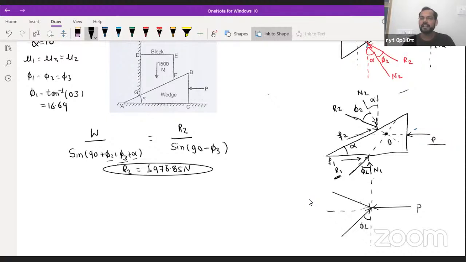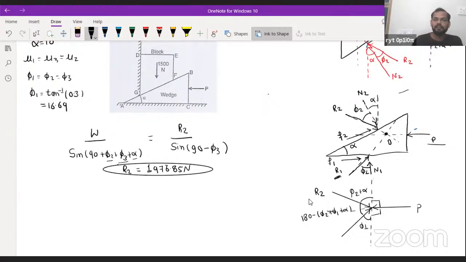And what about this angle? This angle is given as phi 2 plus alpha, and this value is R2, which we have already calculated. This angle is 90. And what about this angle? As you know, this angle is 180 minus (phi 2 plus phi 1 plus alpha). And this angle is 90.